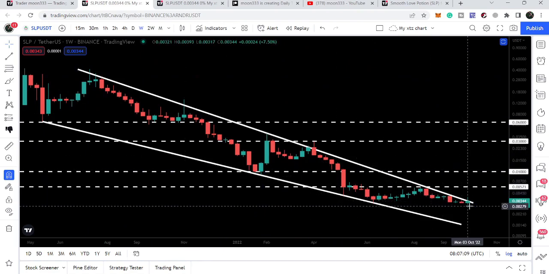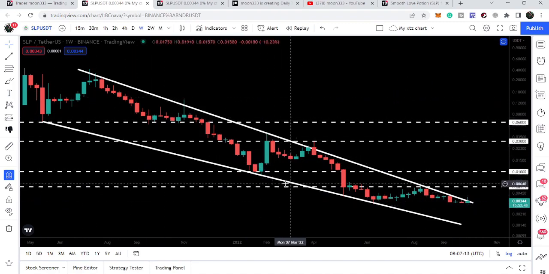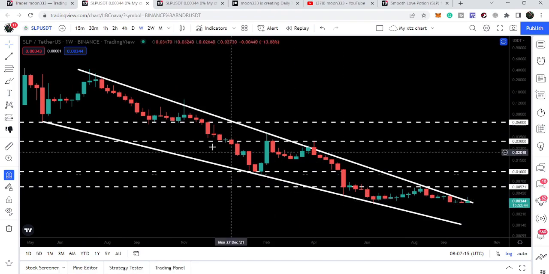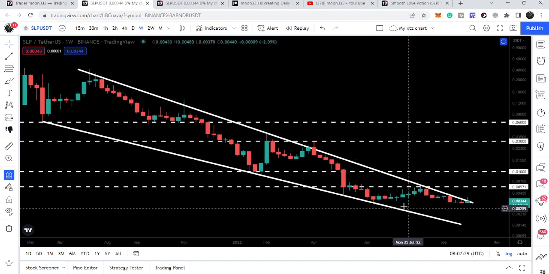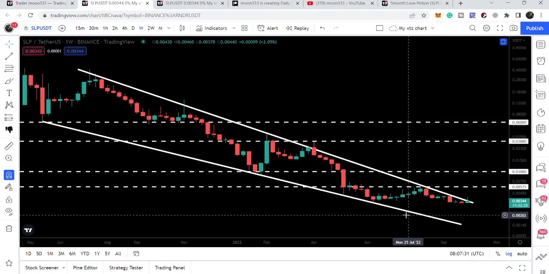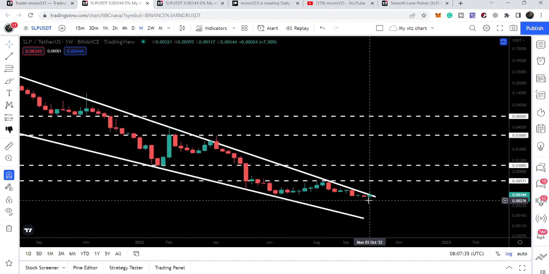Now it is struggling again to break out the resistance of this wedge, and you can see we had a few touch points at the support as well. Obviously we are testing the resistance more than the support, and the more we test the resistance, the more chances there are for the breakout. This falling wedge pattern is also considered a bullish bias, and you can see that the movement is now quite squeezed. Therefore, there is a very high probability that the price line may break out the resistance.